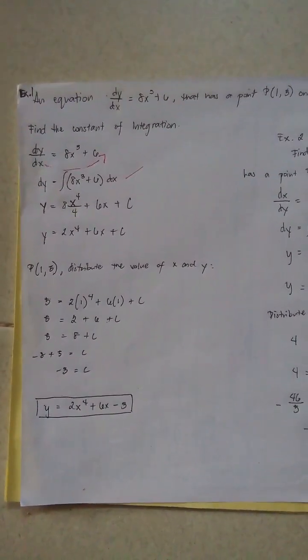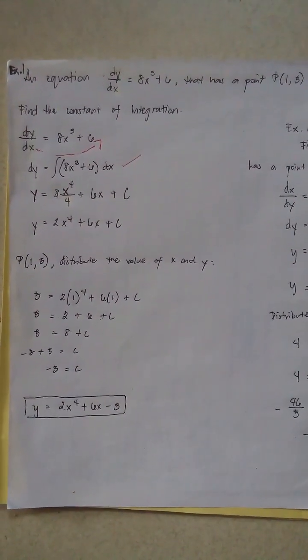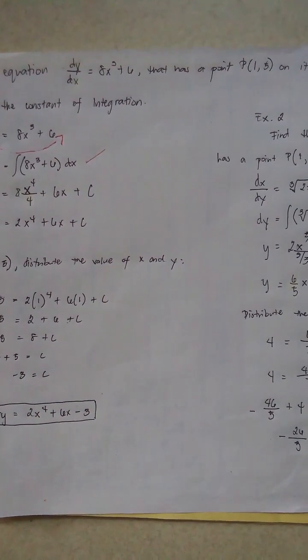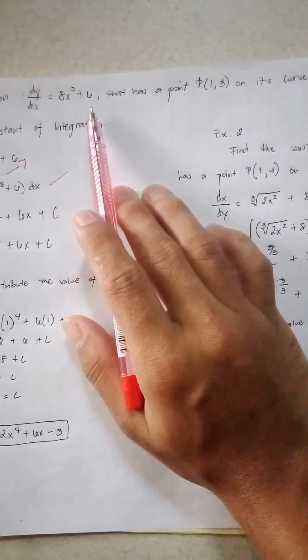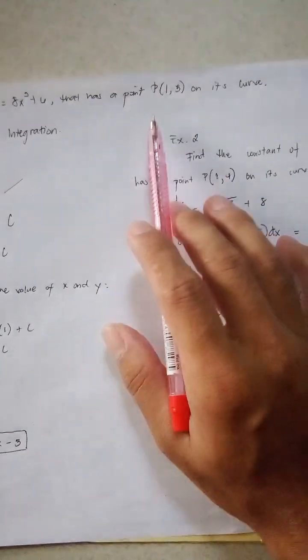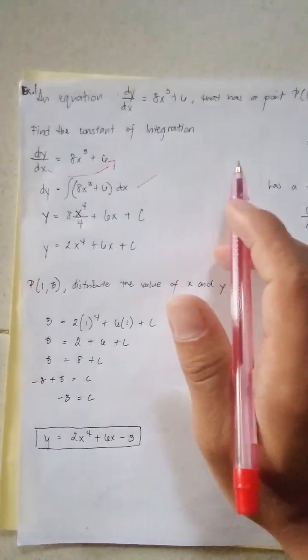Alright, here's the example that I made of constant integration. An equation dy over dx equals 8x cubed plus 6 that has a point P with a value of 1 and 5 on its curve. Find the constant of integration.